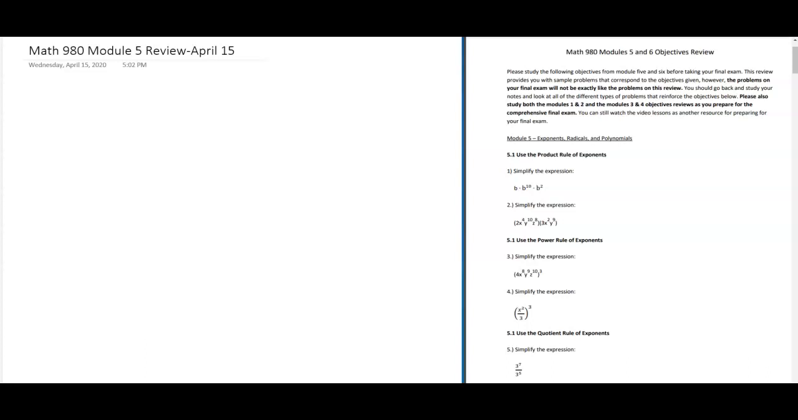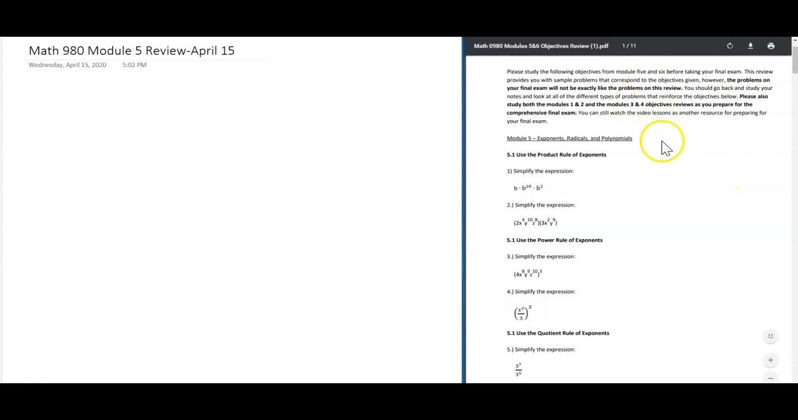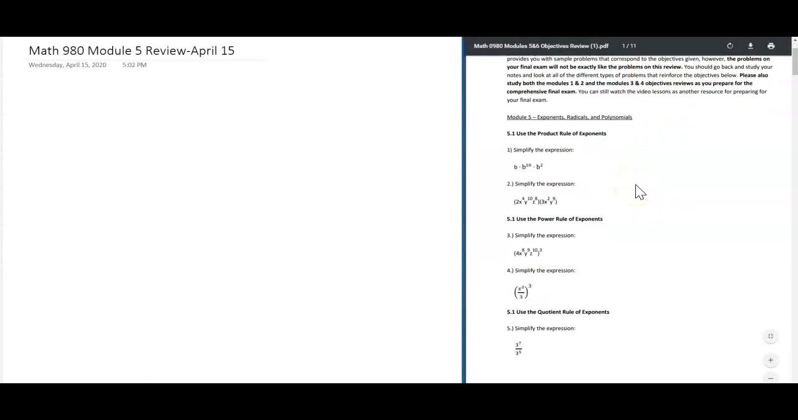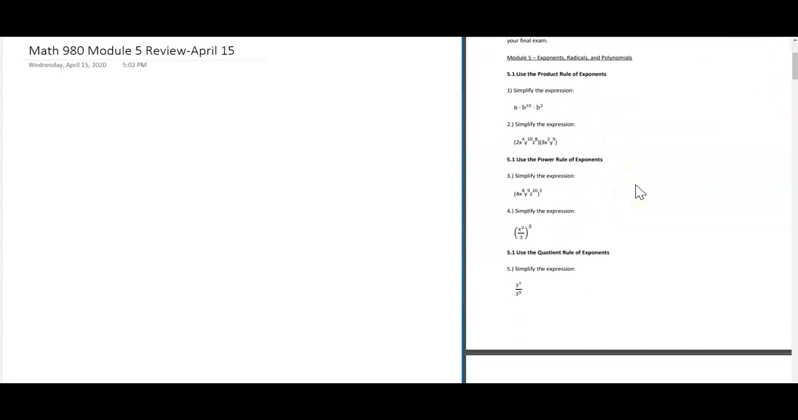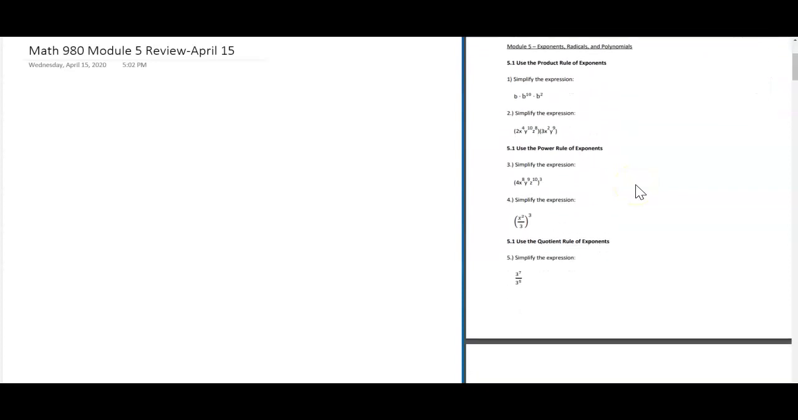So it's the Module 5 and Module 6 review. You can see I have it up over here, and that's what we're going to be looking at today. We're not going to go through all of them, but we'll go through a good mix of them to make sure that you're feeling comfortable with the things that you need to know for Module 5.